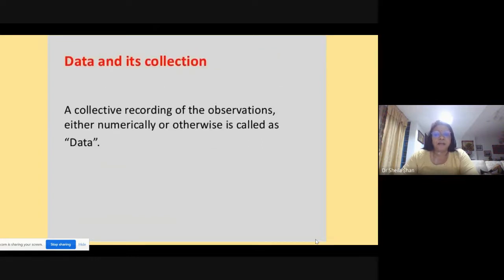A collection of recorded observations. We have studied previously a few methods of collecting data, and one of the methods is observation. When you collect data through observation, the data that you get, we call it data. So it's a recorded observation.